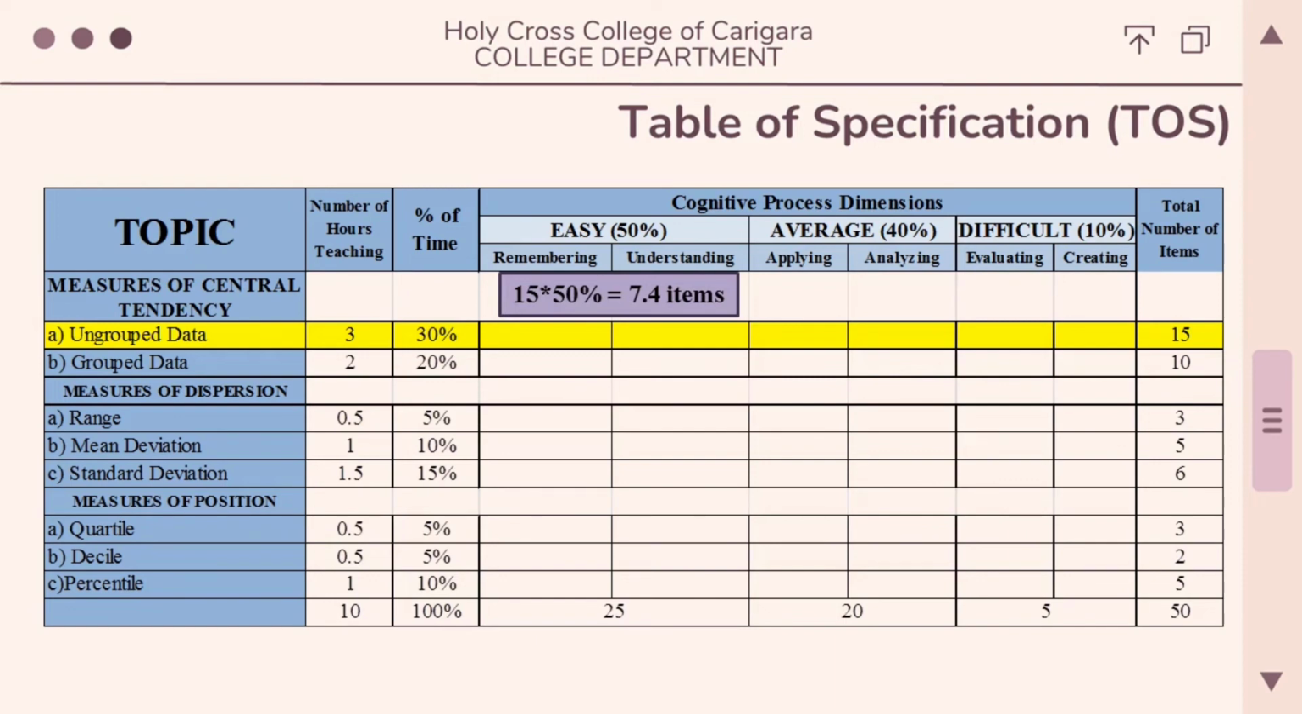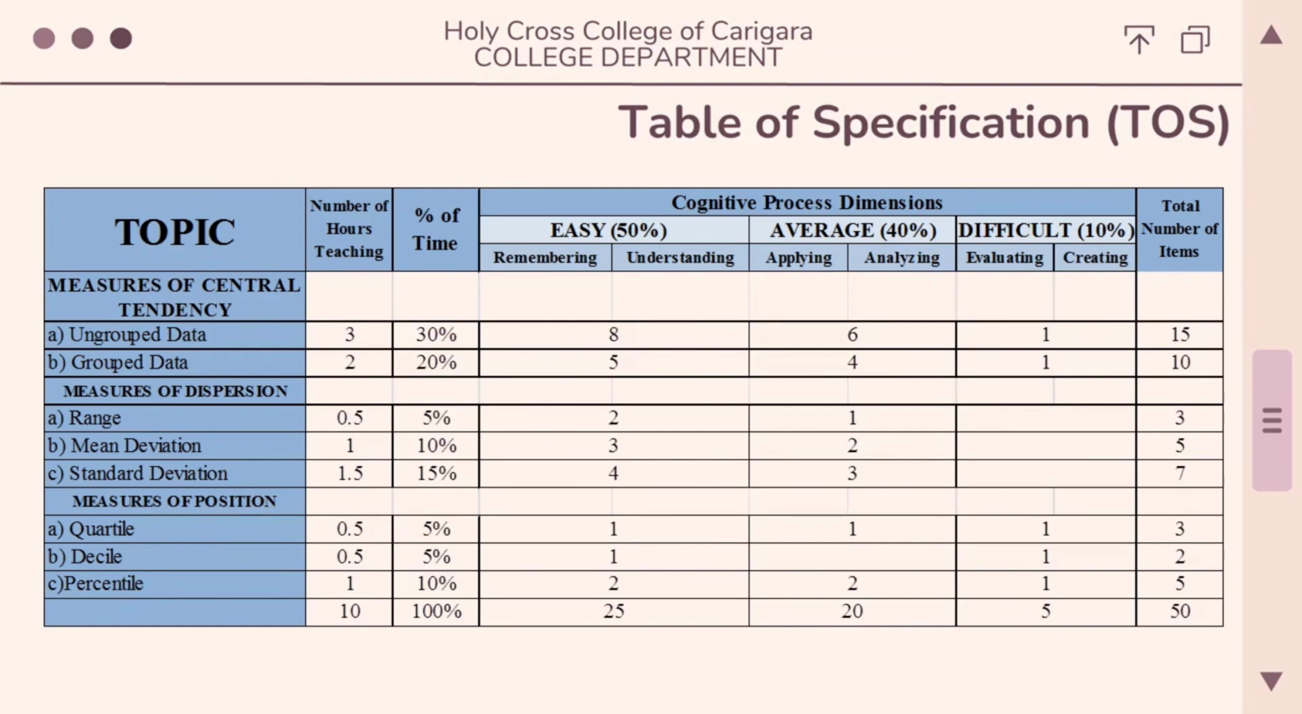So that's 7.5. Since it is a decimal, we either round up or round down. Let's just have 8 items for remembering and understanding. Next, for applying and analyzing, 15 items times 40%, that's 6. And for evaluating and creating, 15 items times 10%, that's 1.5, or we can round down, we get 1 question. So the same formula will be used for the next topics. Now, we have our TOS. We can start making test questions.